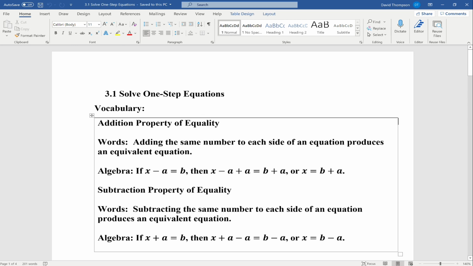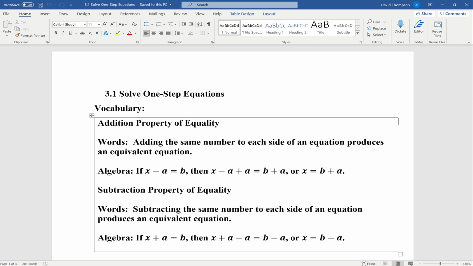In this video, we're going to talk about solving one-step equations. First, the vocabulary. The addition property of equality, in words, says adding the same number to each side of an equation produces an equivalent equation. In algebra, we say if x minus a equals b, then x minus a plus a equals b plus a, or x equals b plus a.